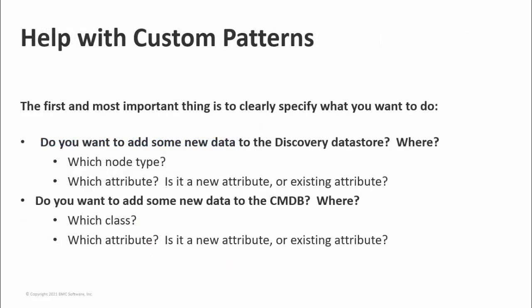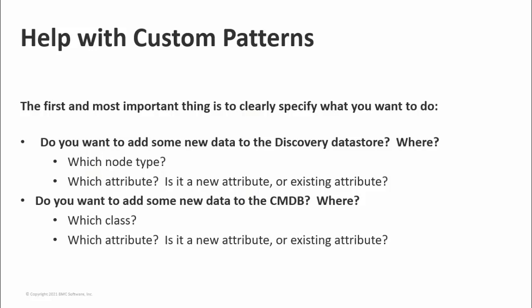If you're seeking help with custom patterns in a support case or on the communities, then it's very important to clearly specify what you want to do. Do you want to add some new data to the Discovery data store? Where do you want this new data? What node type do you want the data to be on? A host node, software instance node? What attribute do you want to add or modify? Do you want to change something that's already existing, or did you want to add something new? It's better to add new things. We don't recommend that you change existing attributes.